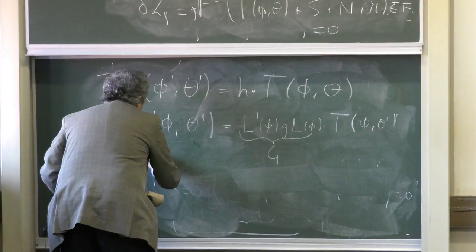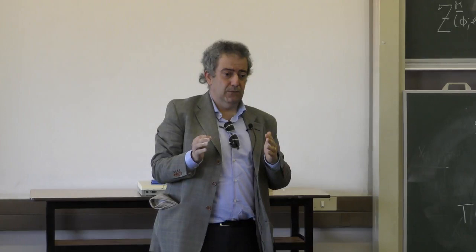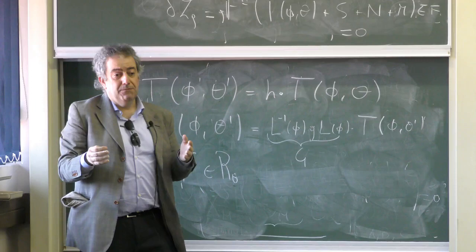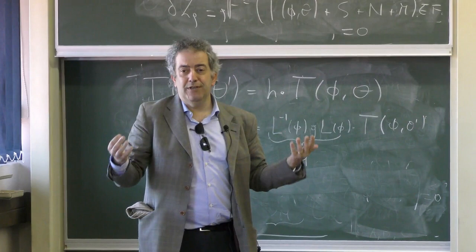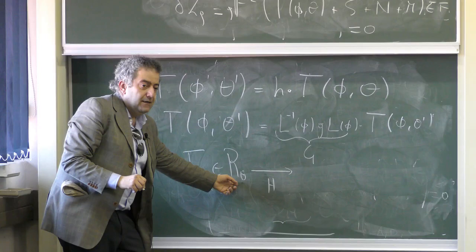So formally, T belongs to R of theta. What we have done in defining T is dressing theta, which transforms in the representation R of theta, as a G object, by means of the coset representative, which is a G transformation. So formally, T is in the same representation as the embedding tensor, and satisfies the same constraints as the embedding tensor, because T is obtained by dressing the embedding tensor by means of a G transformation, and all the constraints on the embedding tensor are G-covariant. So this is clear. But as an H object, this representation decomposes with respect to H, because H is a smaller group.